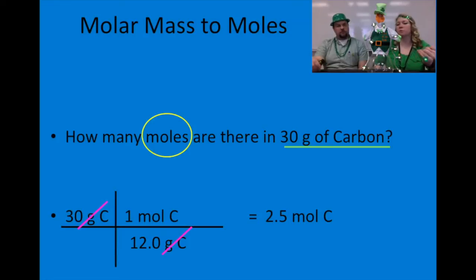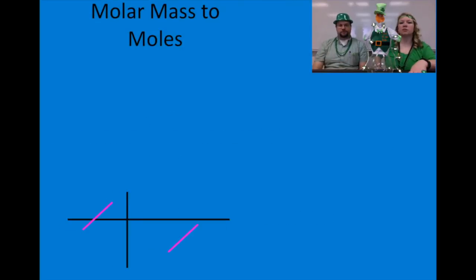But I'll take 30 times 1, which is 30. And then I'll divide by 12, which is on the bottom, to get 2.5 moles of carbon. Excellent. I tell my kids, multiply all the top numbers, divide by all the bottom numbers. Absolutely. Exactly the same thing. Okay, so let's try another one.